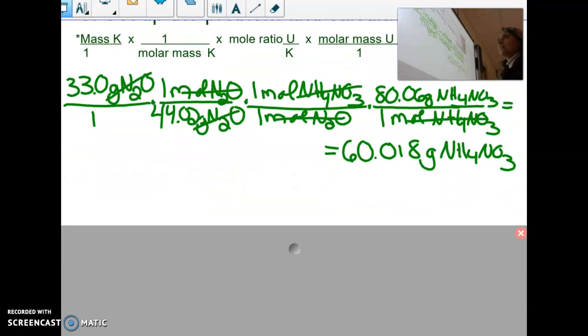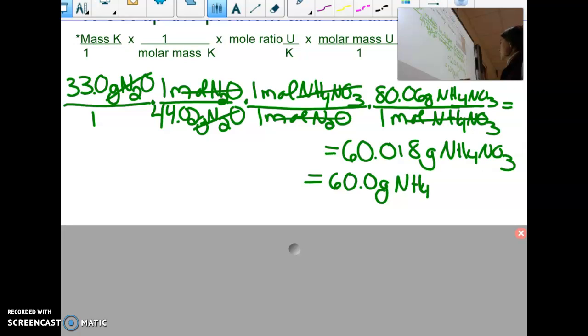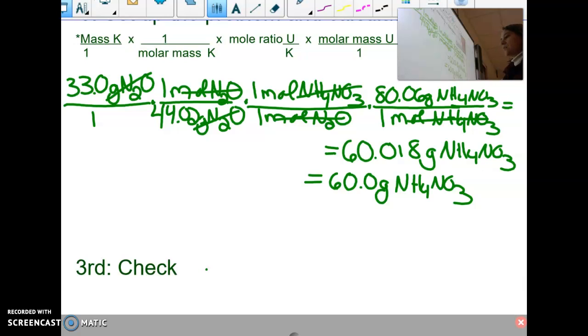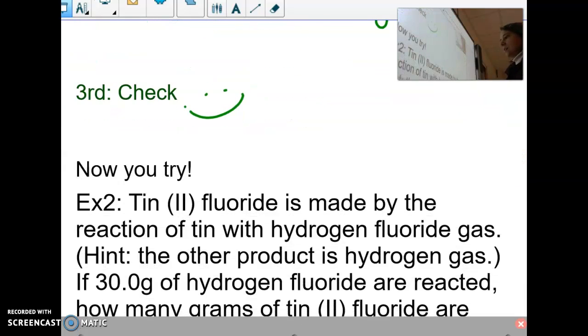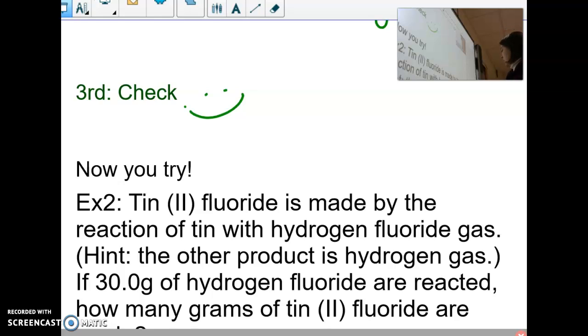We did. And then let's look at our sig figs. So put your answer into the correct number of sig figs, which is 3. So 60.0 grams ammonium nitrate is our final answer. We checked it, we answered the question, and it was reasonable. Good job, everybody. Now you're going to try. So I want you to write that down.